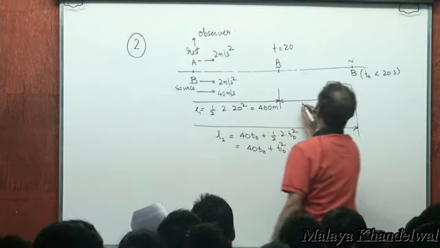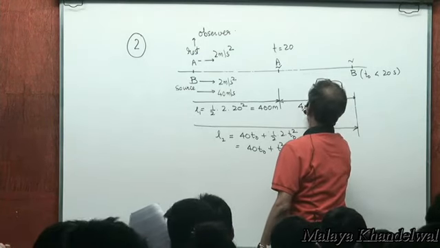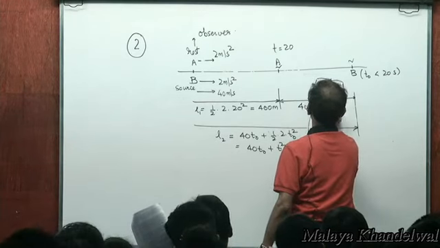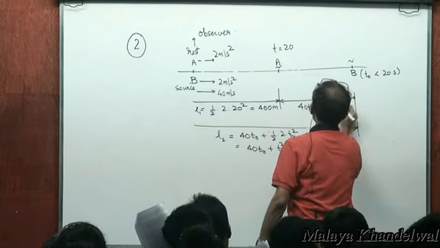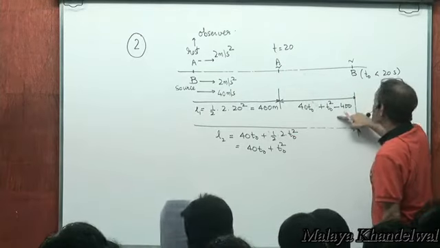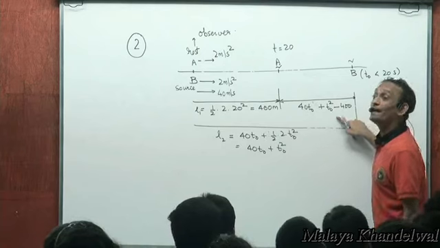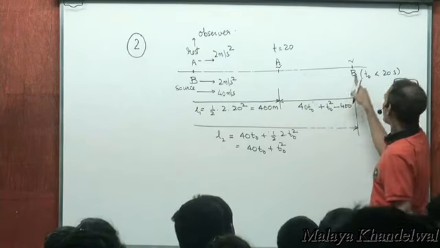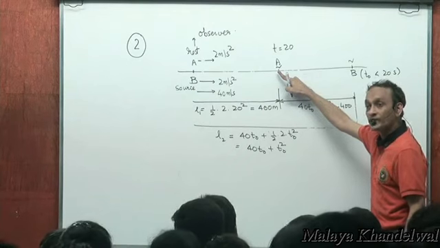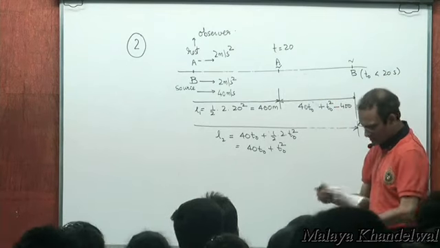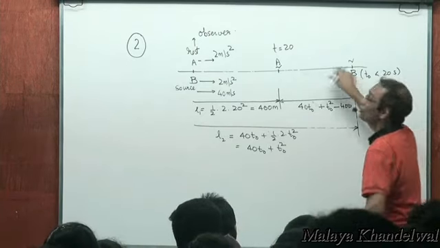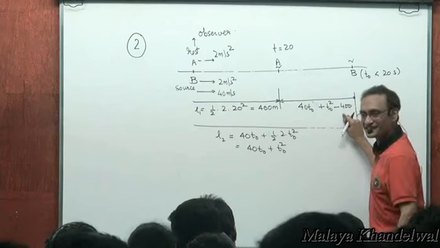And this distance very clearly is 40 t naught plus t naught squared minus 400, and this is the distance traveled by sound in 20 minus t naught seconds, right? From here to here, sound travels for how long? 20 minus t naught seconds at the rate of how many meters per second? 322 meters per second. At the rate of 322 meters per second, it covers this distance, right?